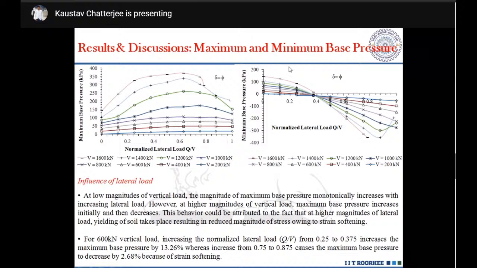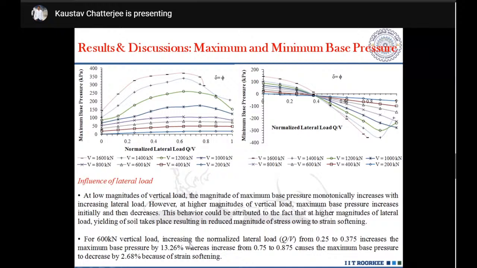The next one is the maximum and minimum base pressure. So we see that at lower magnitude of vertical load, the magnitude of maximum base pressure increases with increasing lateral loading. However, at higher magnitude of vertical load, the maximum base pressure will increase and then reduce, because at higher magnitude of lateral load, yielding of soil takes place, causing reduced magnitude of stress owing to strain softening. Because soil has already yielded, it has reached the maximum magnitude, and after that, because of strain softening, it results in reduced magnitude of stresses. The same thing, to recall, was also observed in the pile foundation problem.